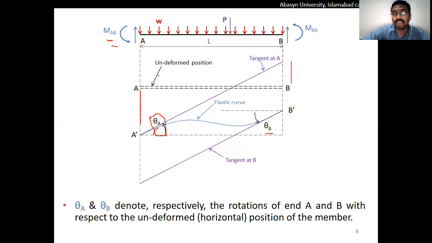First, we'll consider the moment generated due to MAB and its deformed shape, and similarly, the other figure is for when the moment MBA is generated and the member also undergoes rotation and deflection. The rotation and deflection depend on the direction of the moment, whether it bends the member in the clockwise or anti-clockwise direction. And as I already mentioned, theta A and theta B are the rotations at both ends A and B with respect to the original shape or undeformed position of the member.